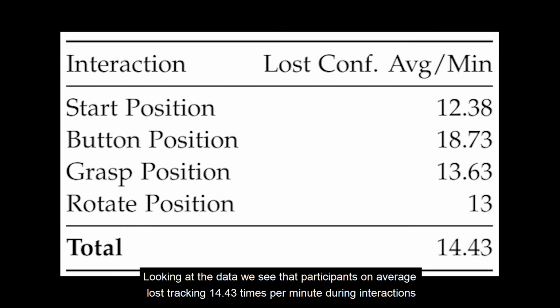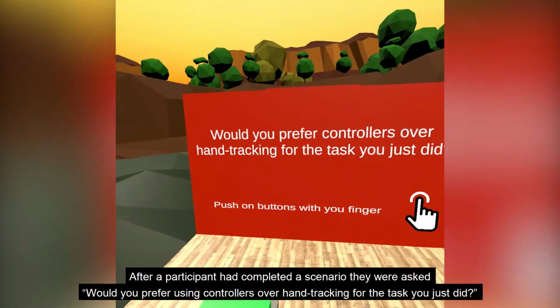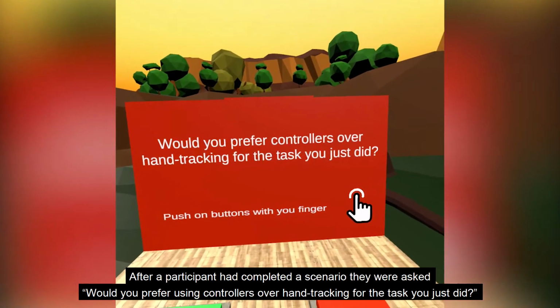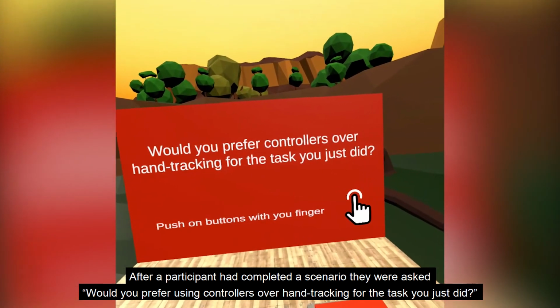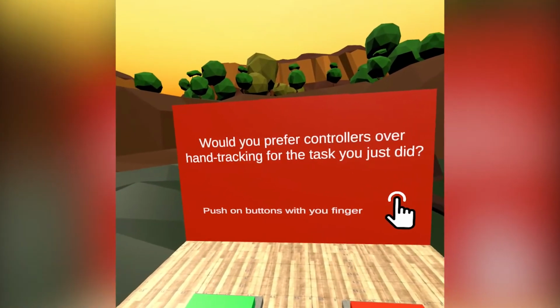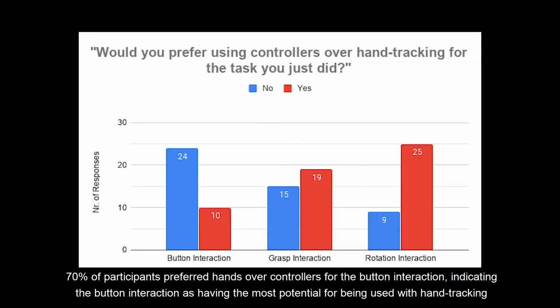Looking at the data, we see that participants on average lost tracking 14.43 times per minute during interactions. After a participant had completed a scenario, they were asked, "Would you prefer using controllers over hand tracking for the task you just did?" 70% of participants preferred hands over controllers for the button interaction, indicating the button interaction as having the most potential for being used with hand tracking.